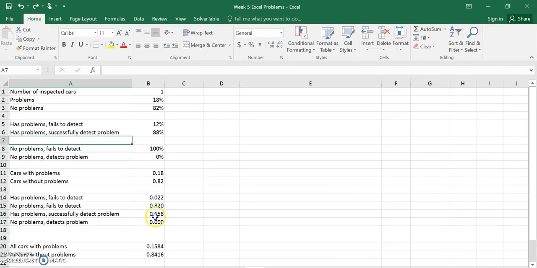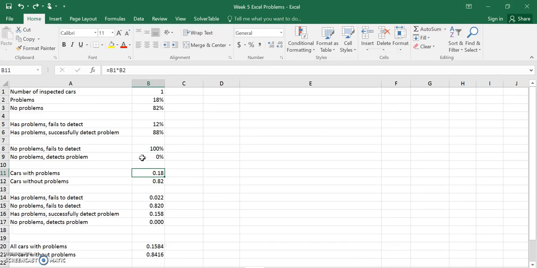So let me go through what she's done really well. She got her inverses really well. So the number of inspected cars that has problems and fails to detect is 12%. The inverse of that is that they have problems and the problem is successfully detected is 88%. And then these are also correct. No problems fails to detect 100 times. So no problems detected is 100%. And they don't ever detect problems when there are no actual problems.